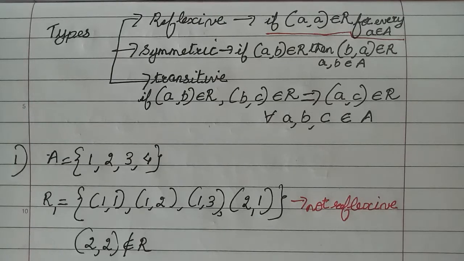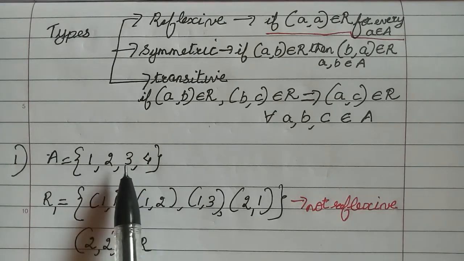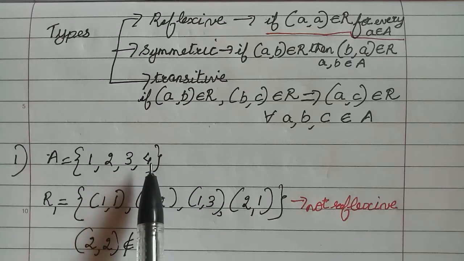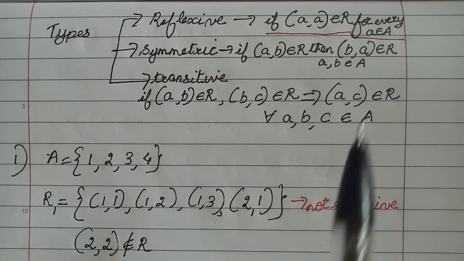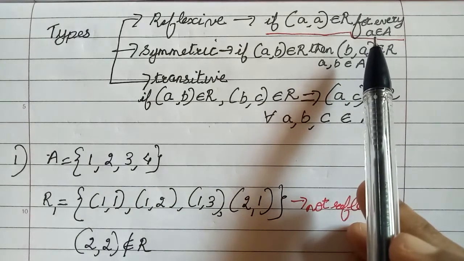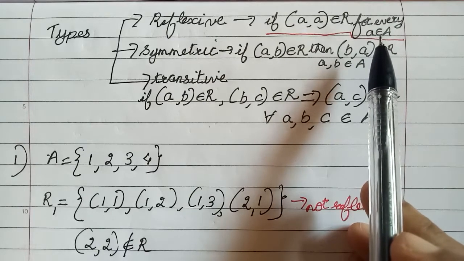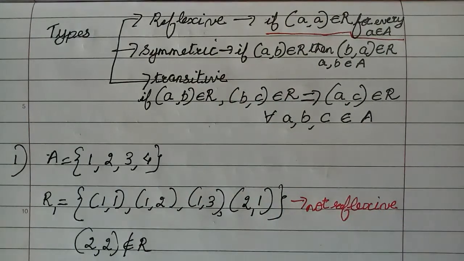Similarly children, if I take 3, (3,3) is not in R. If I take 4, (4,4) is also not in R. So again I come to the same conclusion that it is not reflexive, because the condition says that for every A in the set, you should have elements of the type (A,A).